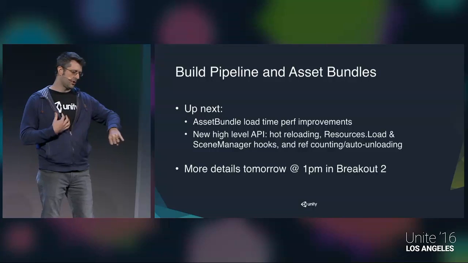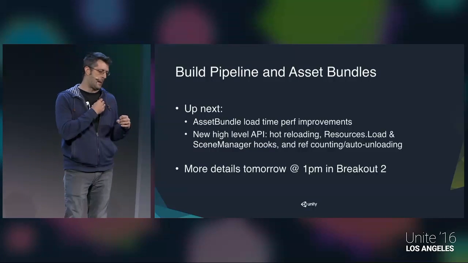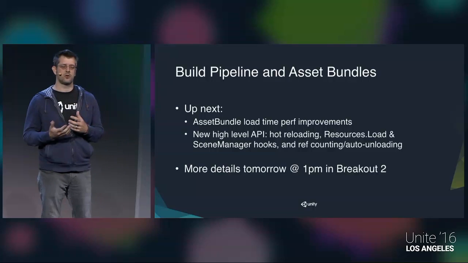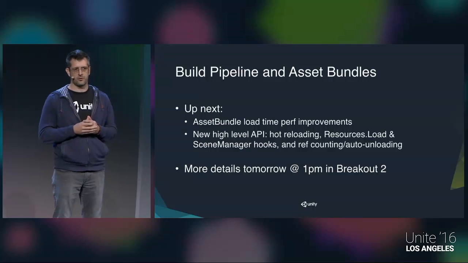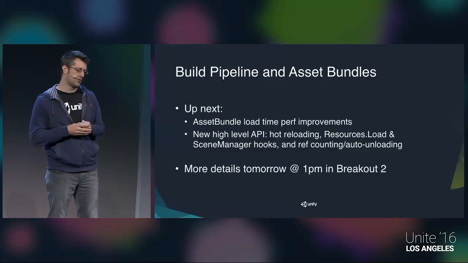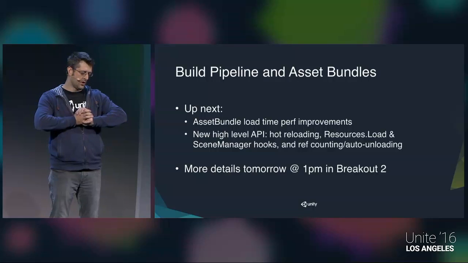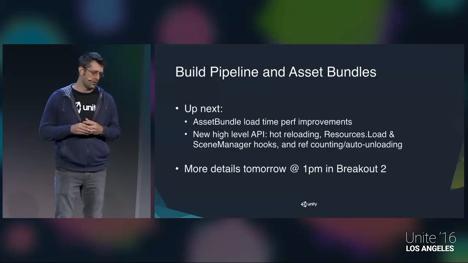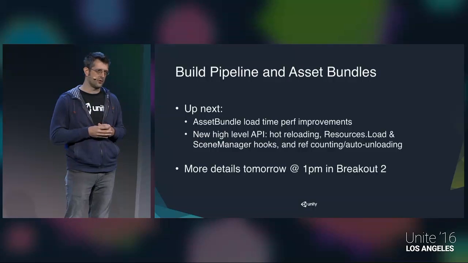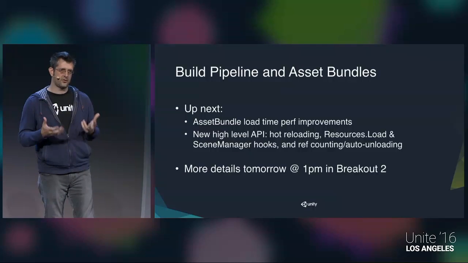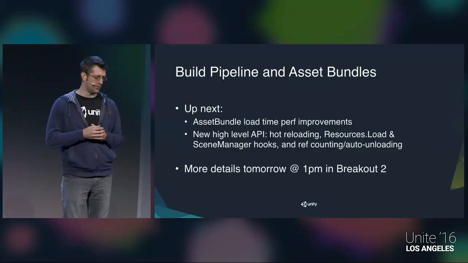And then we're also going to plug into some of the current load systems like Resources.Load and SceneManager. So you can seamlessly work with assets from asset bundles the same way you do with Resources.Load and with loading scenes. And then finally, with the new build pipeline and this new high-level API, we're going to add ref counting and auto unloading to help you manage memory in a very streamlined way. And again, it's a system that will be exposed to you, and you can build on top of it. You can modify however you want.